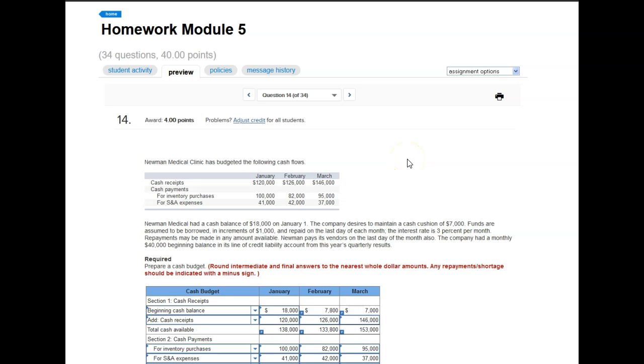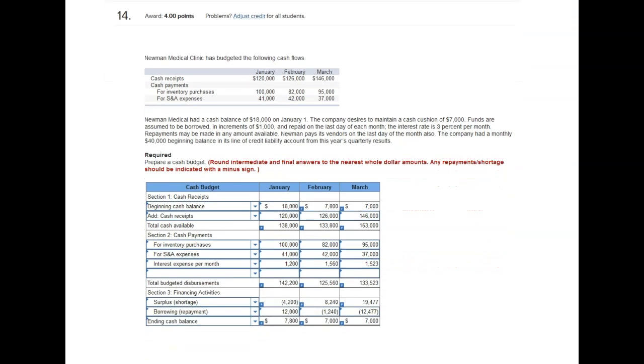Fenton. We have another homework problem from Module 5, and this is the cash budget, a fairly large cash budget. Let's take a closer look. Let me scroll down a little bit. Okay.